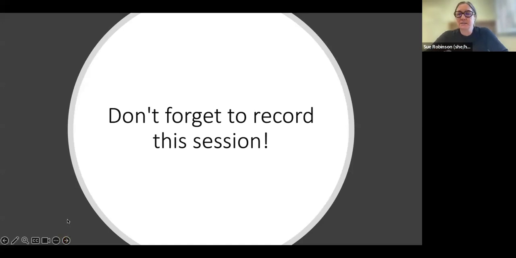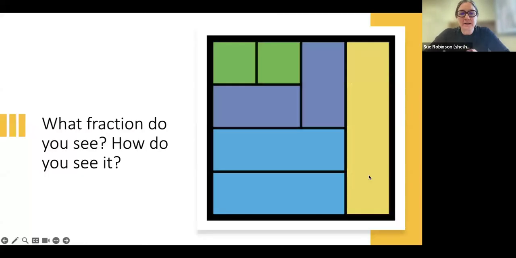Of course, this is Zoom. It's all a little bit different on Zoom. So maybe I'll just ask the question, and if you feel comfortable, just throw a fraction into the chat. And then if you could type in how you saw that fraction, we can share some of those things in the chat. Or if you don't mind turning on your camera and microphone and sharing that out loud as well. So what fraction do you see? How do you see it?